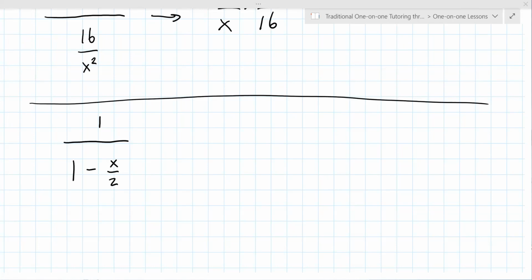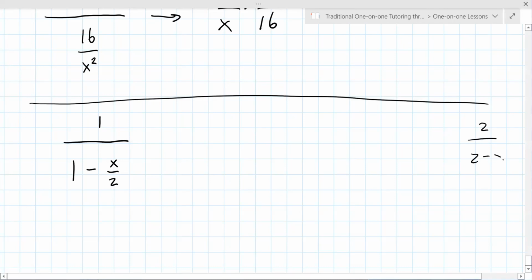Is it 2 over 2 minus x? Is this your final answer? Yes. Okay, so it becomes 1 over 2 minus x over 2. And then you just flip it: 2 over 2 minus x. Very good. Perfect. Okay. So, why are we doing this?